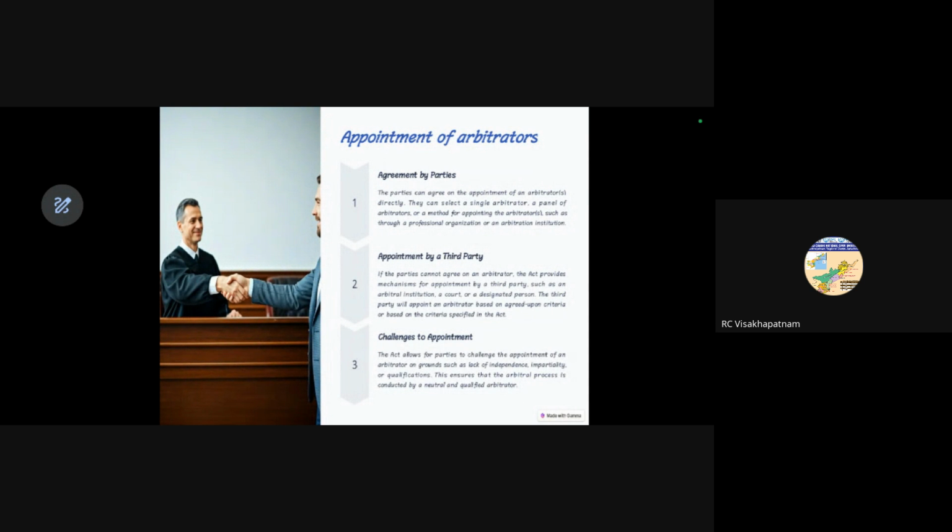Appointment of arbitrators. The arbitrators can be appointed by the parties. The arbitrators can also be appointed by a third party, known as the court. The Act also has a provision on challenges to the appointment of arbitrators. So if anyone appoints a partial person, someone who is not neutral, then you can challenge their appointment also.